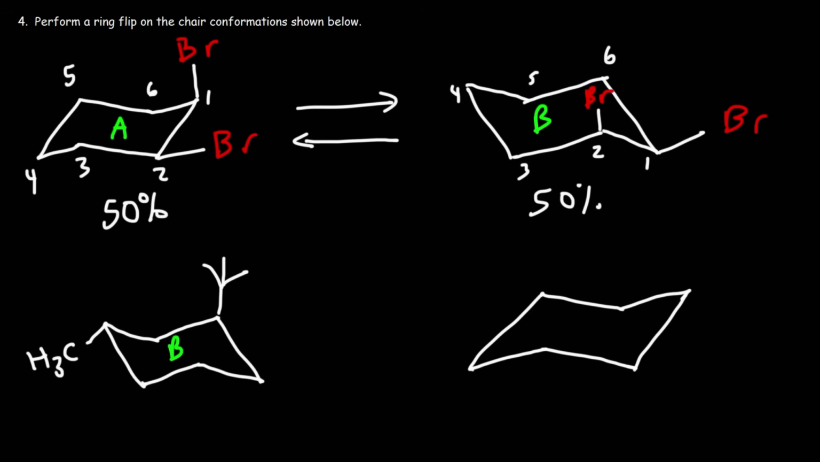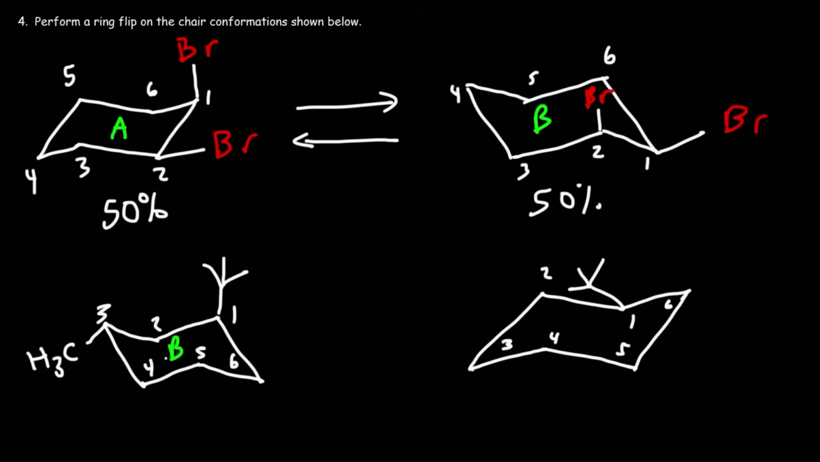Now, in order to do the ring flip, because we have form B, we need to go to form A. This time, we're going to move the numbers in this direction. So this is carbon 1, 2, 3. So this is going to be carbon 1. This will be 2, and this is 3. So now the tert-butyl group was on carbon 1, and it was in the axial position in the upward direction. So axial is going to become equatorial, but it's still going to be in the upward direction.